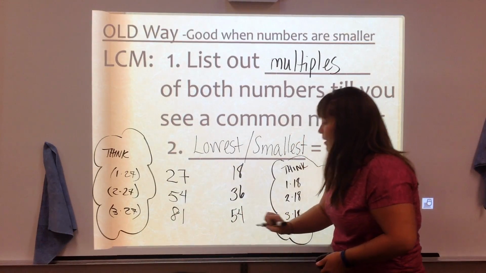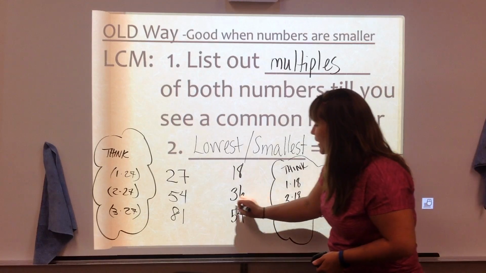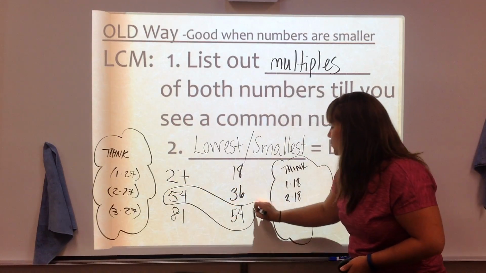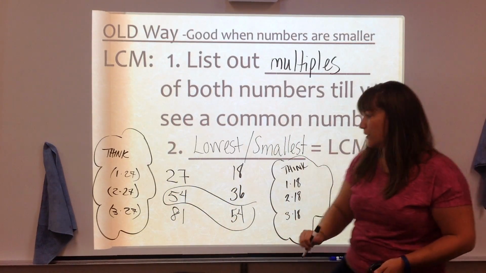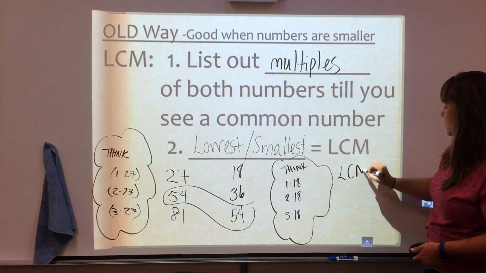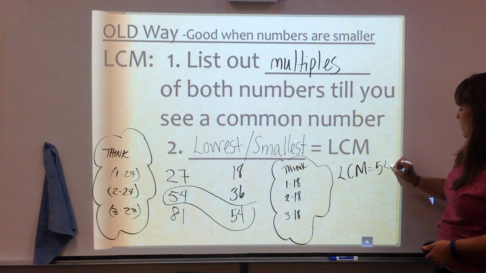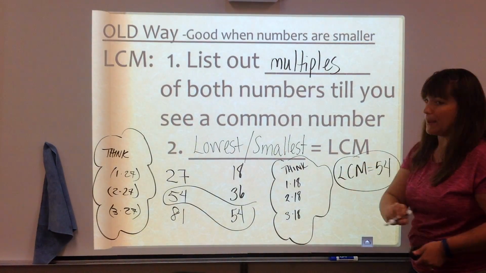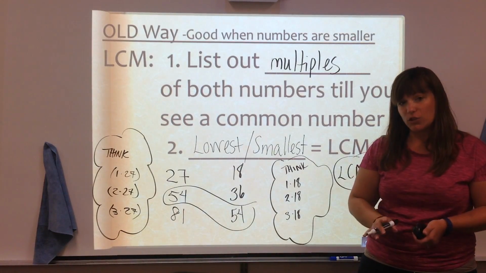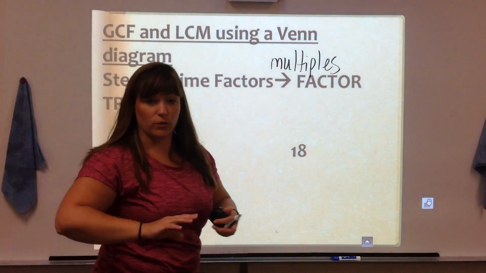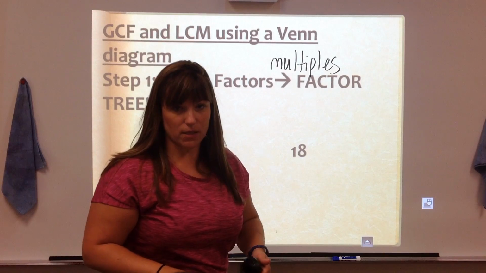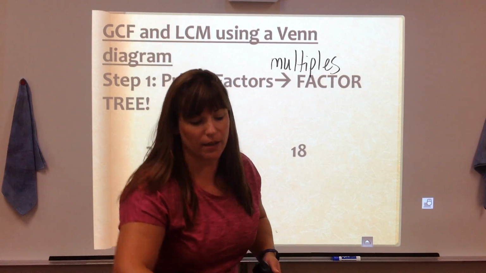Aha, I have a match. That 54 shows up in both lists. I have found my LCM. LCM 54. Bam, we're done. That's the old way. So we're done with the yellow. That was page 17. Now we have 2 pages left.